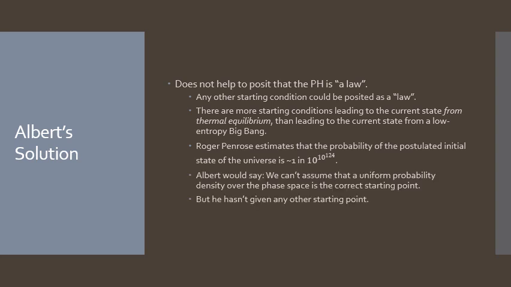I think I know what David Albert would say about this. I think he would say, well, we can't assume that a uniform initial probability density over the phase space is the correct starting point. But the problem is that he hasn't given any other proposed probability distribution that would be the correct starting point or explained why some other distribution would be correct. So we still don't really have an explanation for what we needed explained, right? Namely, why we're not justified in believing in the two-way entropy law and things like that.